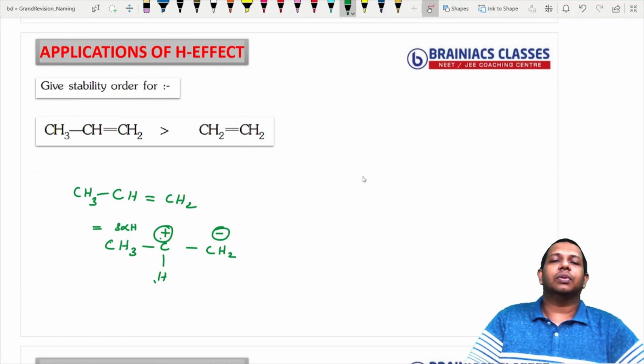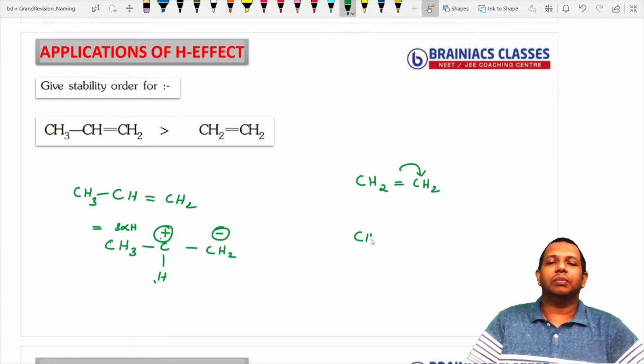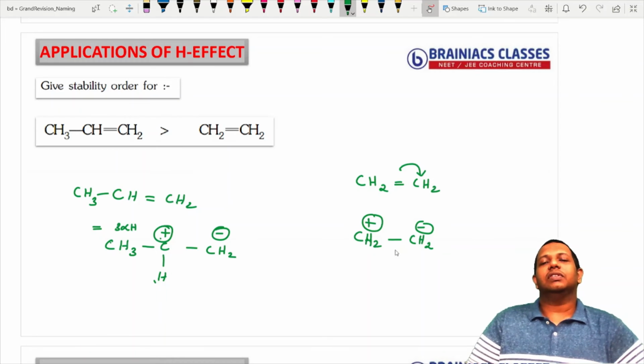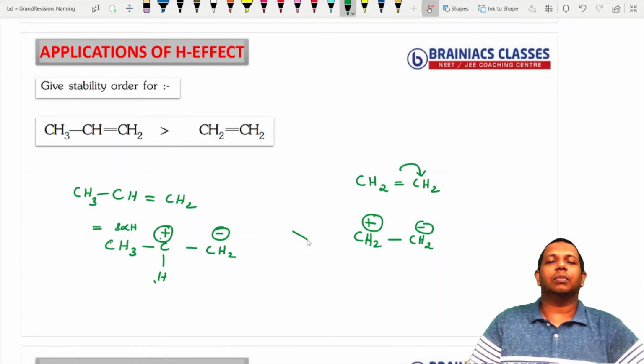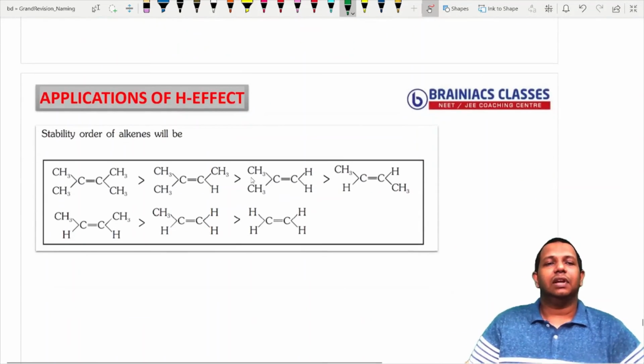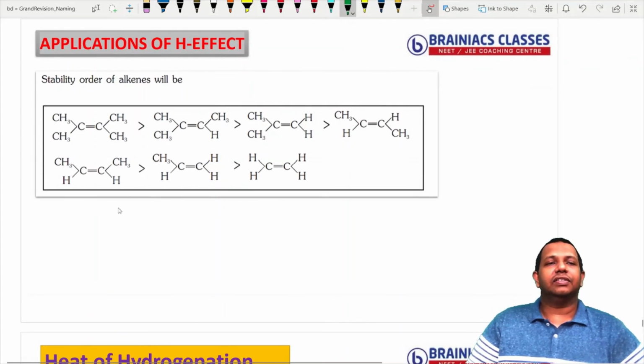Now look at the next one, CH2 double bond CH2. Now this is polarizing, so this will become CH2 plus and this is CH2 minus. So this carbon does not have any alpha carbon nearby, so this is less stable. So I can say this is more stable than this one. This alkene is more stable than this alkene. So the stability order of alkenes is mentioned here. Each one you can see.